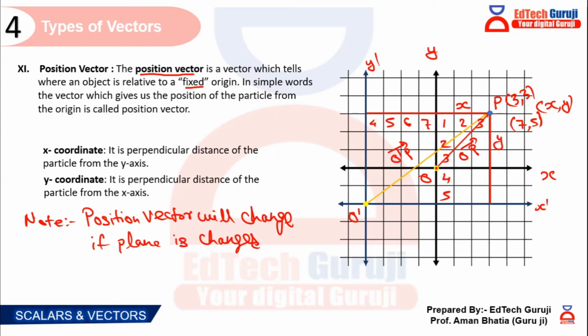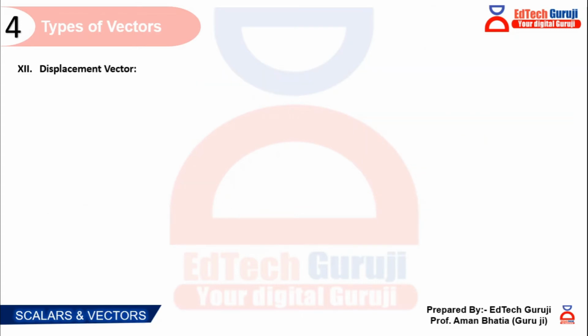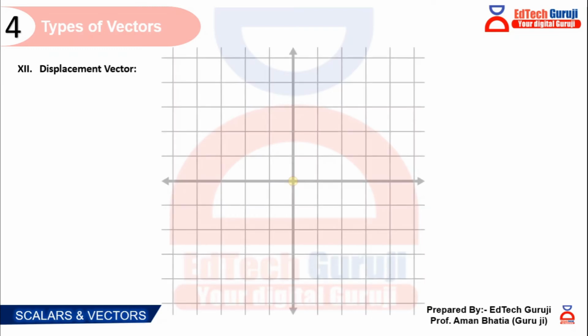Let us move ahead towards displacement vector. Now, what is displacement vector? Basically, it is defined as the change in position vector. So when a particle changes its position in a given plane, its position vector changes, and that change in the position vector is what is called a displacement vector.